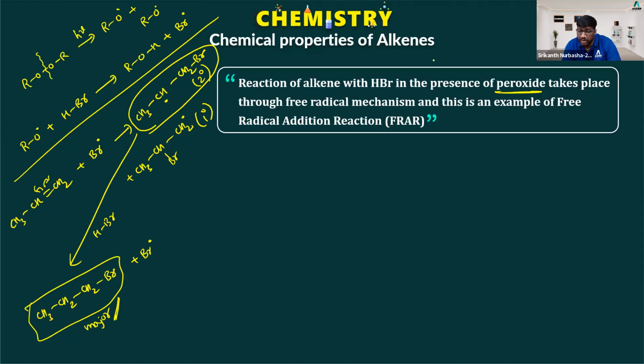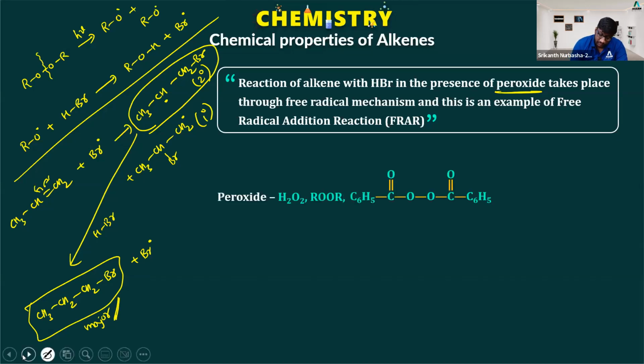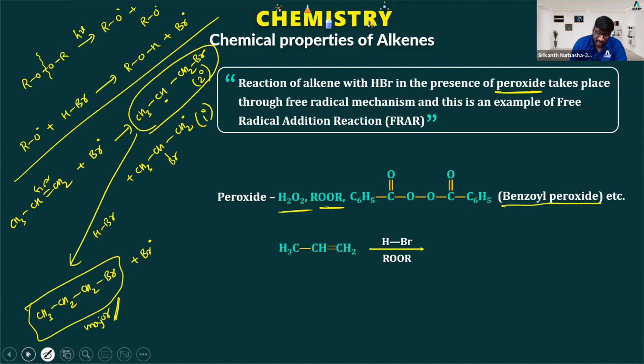Reaction of alkene with HBr in the presence of peroxide takes place through free radical mechanism, and this is an example of free radical addition reaction. Peroxides, you can take H2O2, R2O2, C6H5 C double bond O, O C double bond C6H5, benzoyl peroxide. All such peroxides you can take. CH3 CH double bond CH2, HBr in the presence of R2O2.